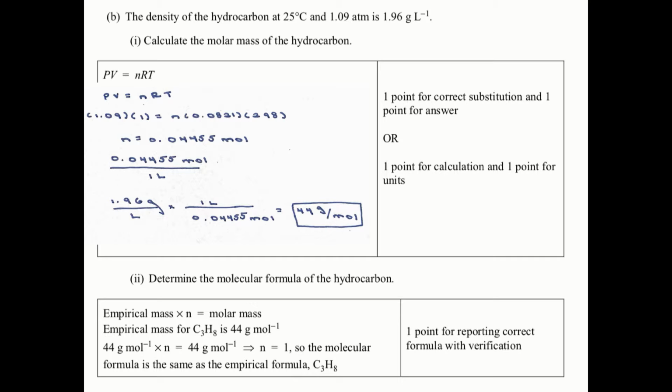Basically, you get 1 point for your calculations and then 1 point for the correct units. Okay? In part II, it says determine the molecular formula of the hydrocarbon. So I just talked about how you do that.